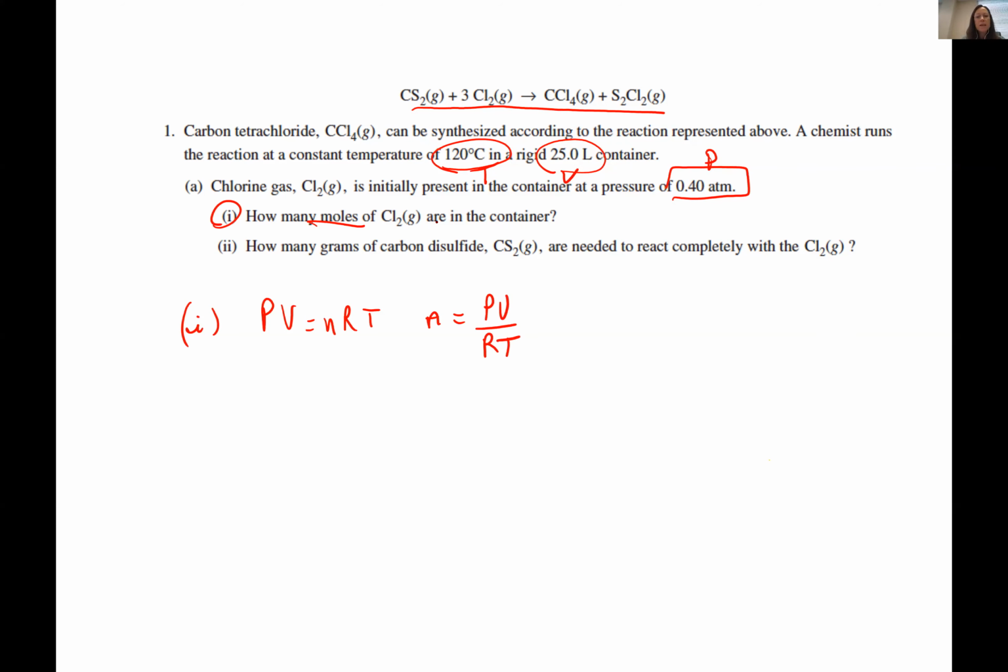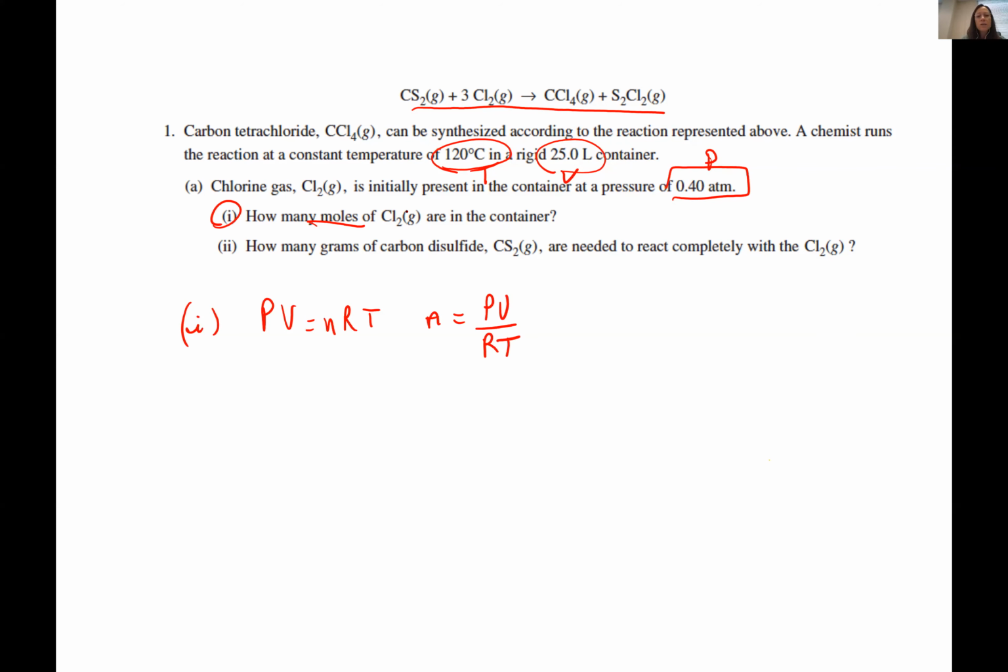Another common mistake is you have to change this temperature into Kelvin, right? So be sure you do that and pick out the right R. Write it down on your equation sheet. Which R do I use? If I'm using atmospheres, I'm going to use the R with atmospheres, 0.0821. So that's kind of a trick. So you're going to do that.